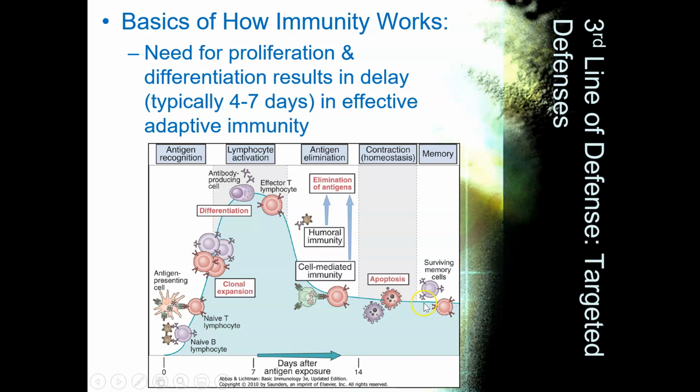but then you will have some surviving cells that hang out that are your memory cells, the cells that kind of remember that specific antigen, that specific pathogen. Again, so that if we come across that next time, the piece over here happens much more quickly because these guys already exist. And so we've reached this point of differentiation, clonal expansion, the actual elimination of the antigens in a much shorter time period.